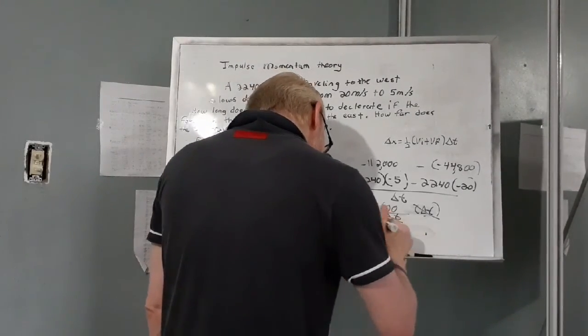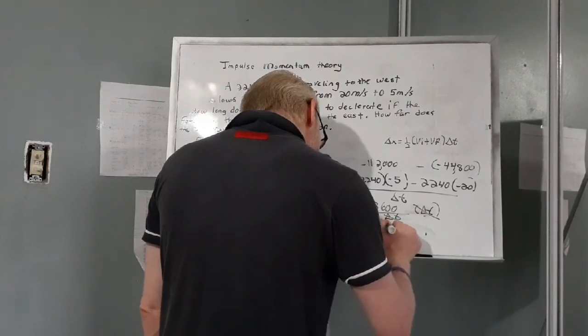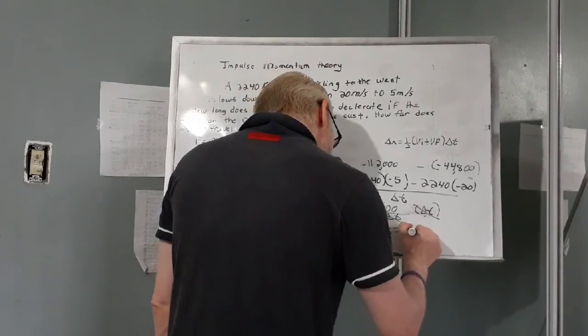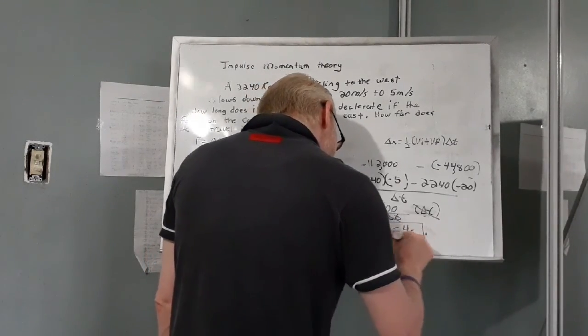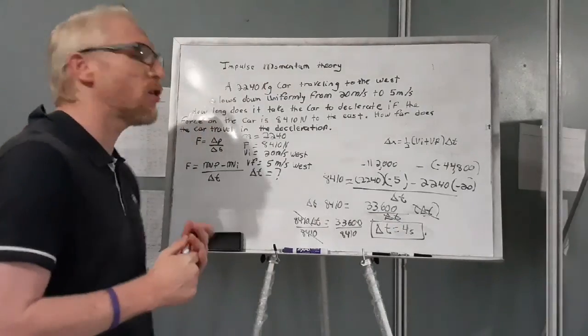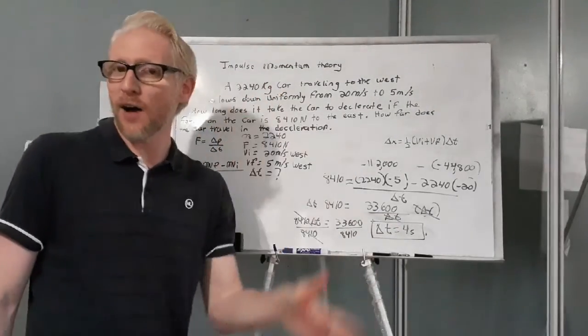So let me write that a little better. So when I divide it, the change in time is 4 seconds, which means, guys, that it took the car 4 seconds to go from 20 meters per second to 5 meters per second.